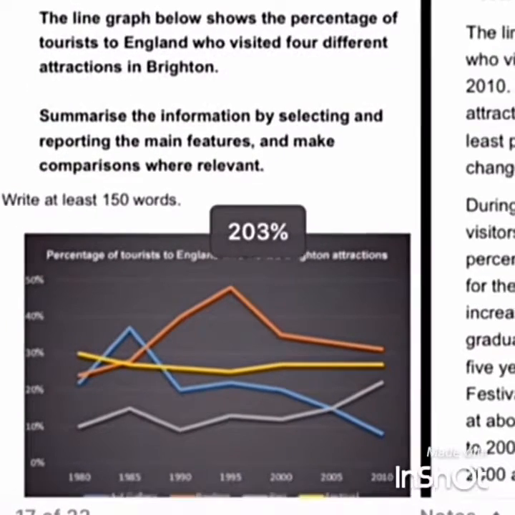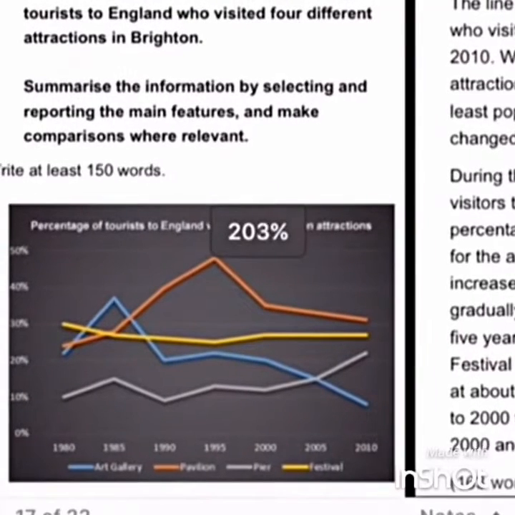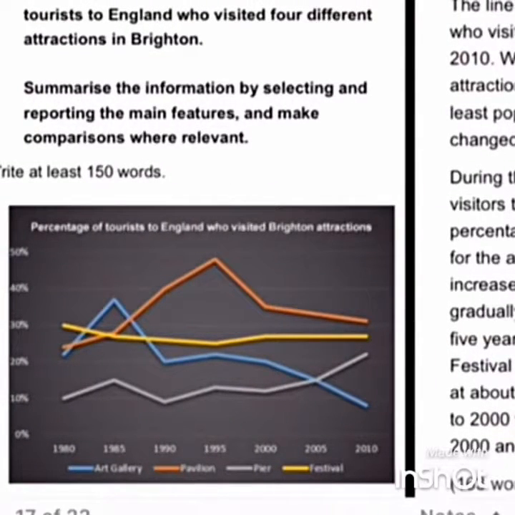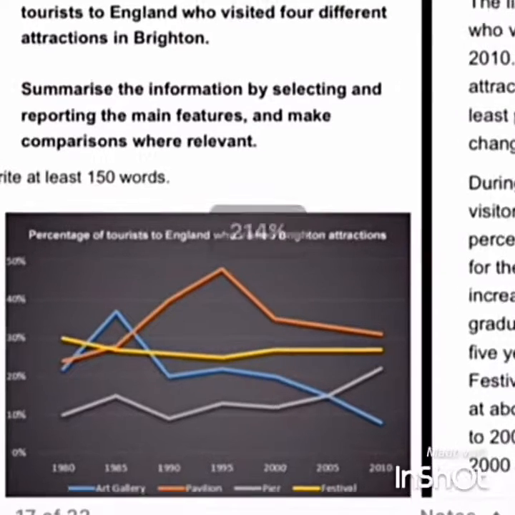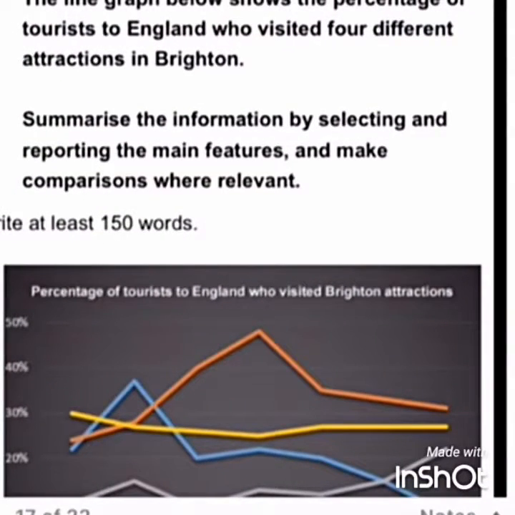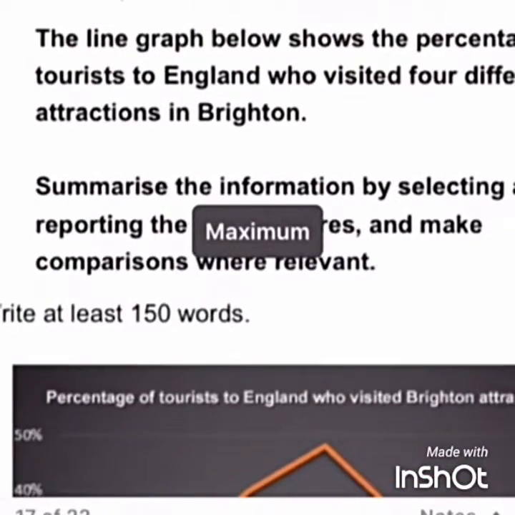In this way, they extend the word count, like they write over 150 words. Though it's not a big harm if you go over 150 words, you shouldn't be going too much over 150, like exceeding the 200 limit. Now there's a line chart here. Going through this, you would understand how to attempt it.